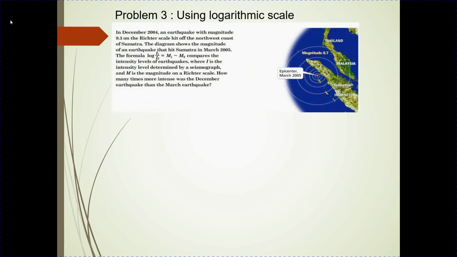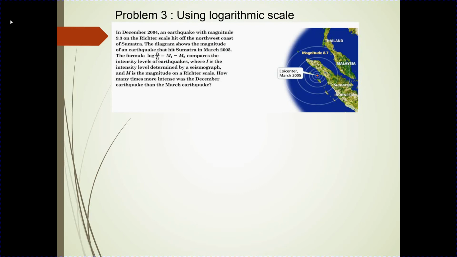In December 2004, an earthquake with magnitude 9.3 on the Richter scale hit off the northwest coast of Sumatra. The diagram shows the magnitude of an earthquake that hit Sumatra in March 2005. The formula log of I1 over I2 is equal to M1 minus M2 compares the intensity level of earthquakes, where I is the intensity level determined by a seismograph, and M is the magnitude on a Richter scale.